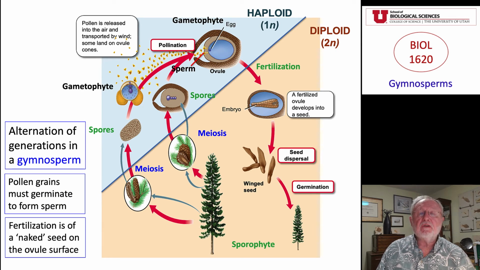So again, in the alternation of generations, now let's consider a gymnosperm. We have a gametophytic stage. In that gametophytic stage, we have spores that are formed. Those spores become the gametophytes. They land on a female structure called an ovule, where there's an egg. And this transfer of the pollen to the surface, where it germinates and then grows to the egg, is all part of the haploid part of the alternation of generations. After fertilization to form the diploid, that diploid develops into a seed, which then can be a resting stage, or it can germinate to go through the adult phase of the sporophyte, and then we complete the cycle. Pollen grains have to germinate to form sperm.